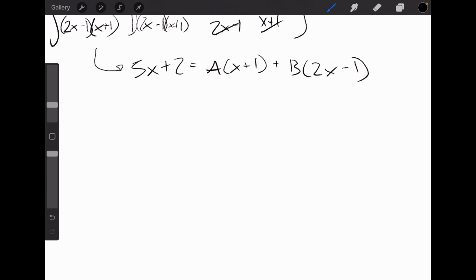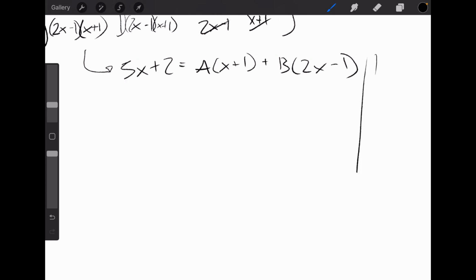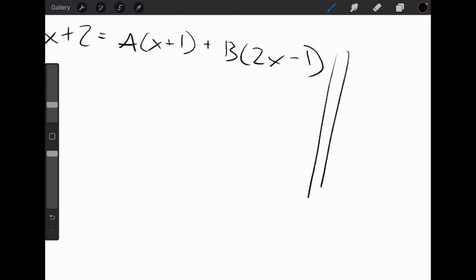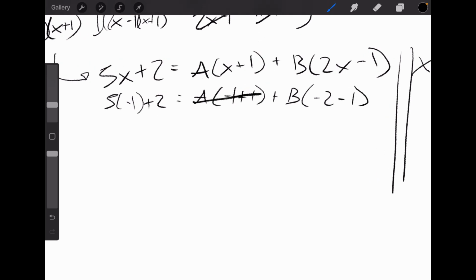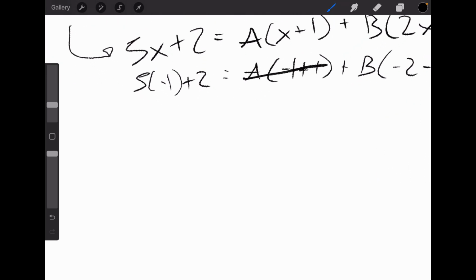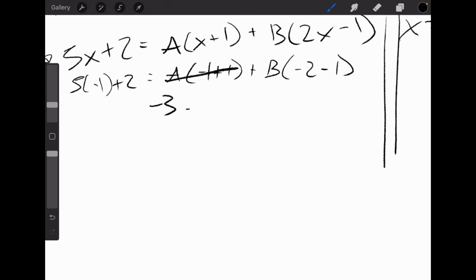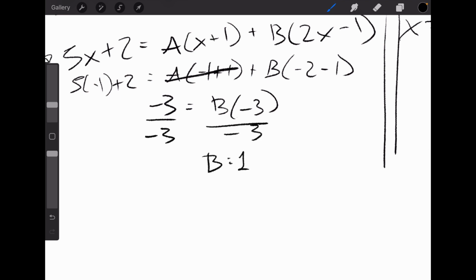Okay. So first, now we're going to have to set the x's in both multiplied by a and b equal to 0. So first we're going to do x is equal to negative 1. So we have 5 times negative 1 plus 2 equals a times negative 1 plus 1, plus b times negative 2 minus 1. So this is going to drop out. We have negative 5 plus 2, which is negative 3, equals b times negative 3. And then we're going to simplify that, and we get b equals 1. So now we know what b is.